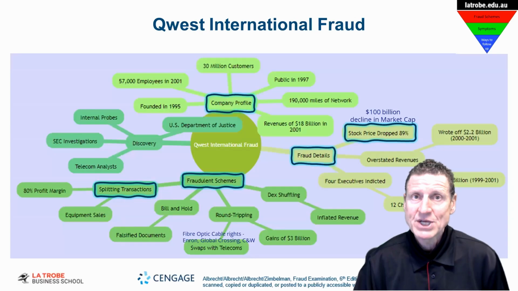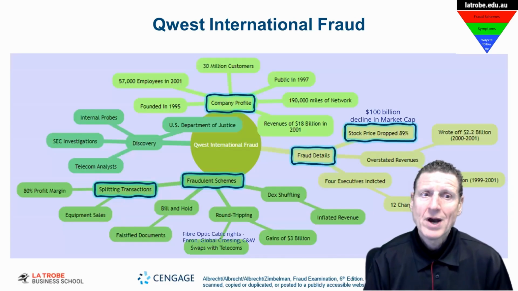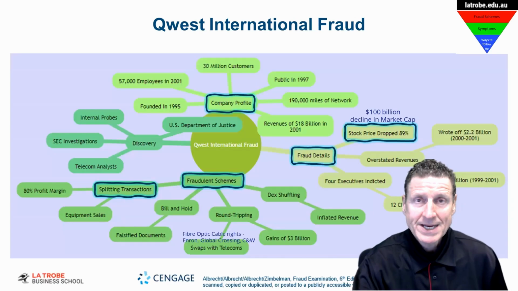Qwest International was a major telecommunications firm, and one of the biggest frauds that they committed was in the area of pumping up the revenue. They inflated the revenue through date shuffling, through splitting transactions, through bill and hold approaches, and round tripping. I'll just explain one in a little bit more detail, the rest are in the textbook. They were selling fiber optic cable rights to Enron, Global Crossing, Cable and Wireless, and they were purchasing them back.